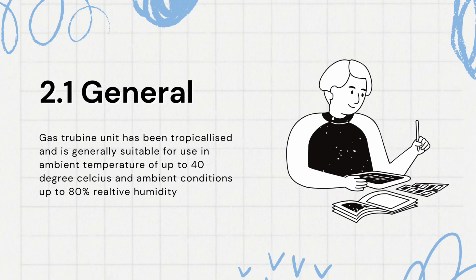General specification 2.1. General gas turbine unit has been tropicalized and is generally suitable for use in ambient temperature of up to 40 Celsius and ambient condition of up to 18% relative humidity.